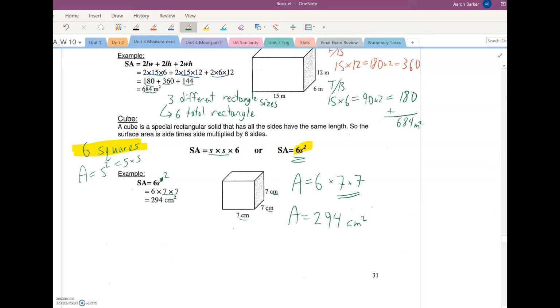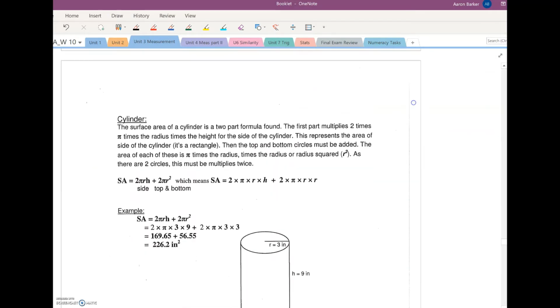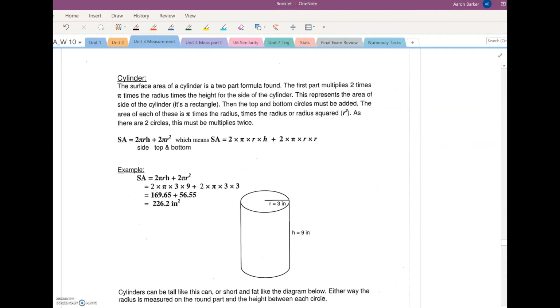Okay. Find the area of all the shapes. That's what you got to make sure you're doing. Now we get into special ones. So here's a cylinder. It's a 2-part formula that you're going to use when you're forming the shape. It'll always be given to you. So here it is. Surface area equals 2 pi r h plus 2 pi r squared. And it doesn't matter if those are reversed.